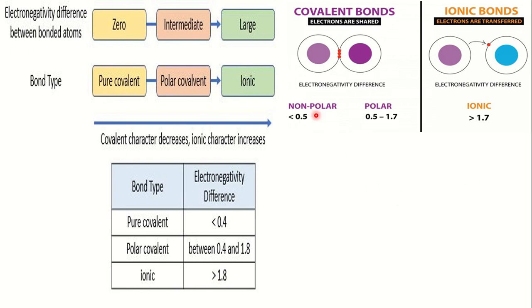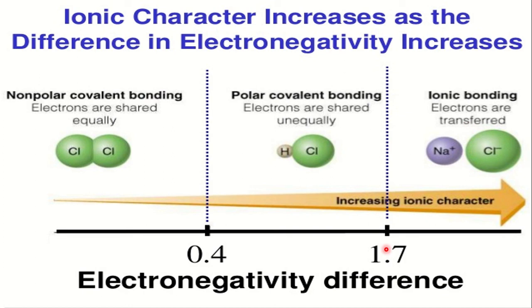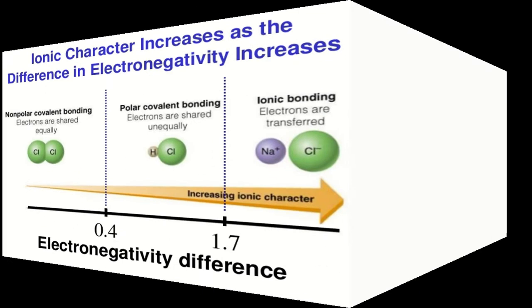A nonpolar or pure covalent compound has a difference of electronegativity less than 0.5. A polar compound has a difference of 0.5 to 1.7 or 1.8. And an ionic compound has a difference of more than 1.7 or more than 1.8. Just this range you have to remember. Then by seeing the compound and calculating the difference of electronegativity, you can determine whether a compound is ionic, polar covalent or pure covalent.